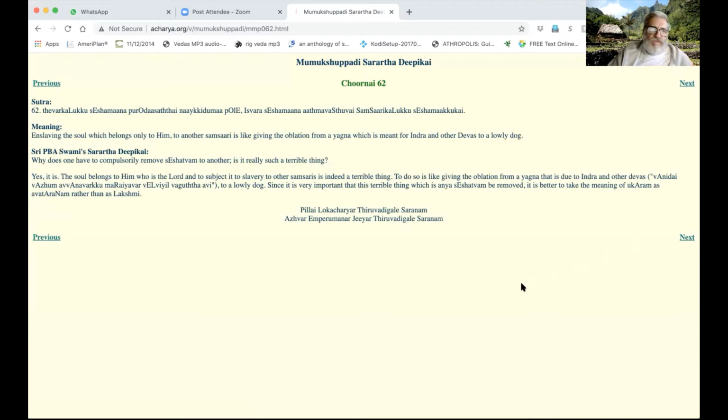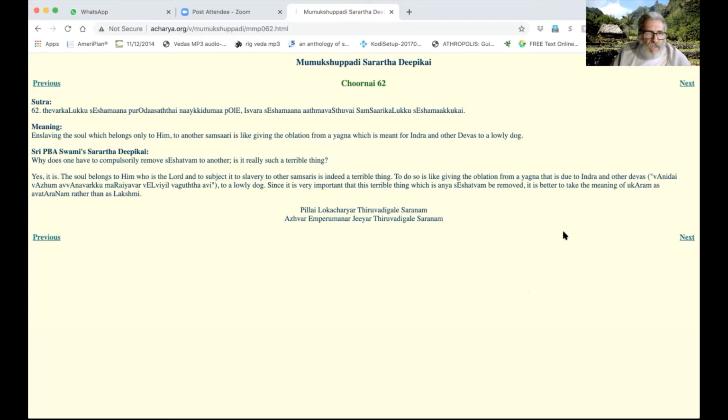Once again, the meaning of Sutra number 62. Enslaving the soul, which belongs only to the Supreme Lord, to another samsari, a person in samsara, is like giving the oblation from a yajna, which is meant for Indra and other devas, to a lowly dog. When you offer something wonderful into the fire and the sacrifice, it's meant for the Supreme Lord or for somebody.